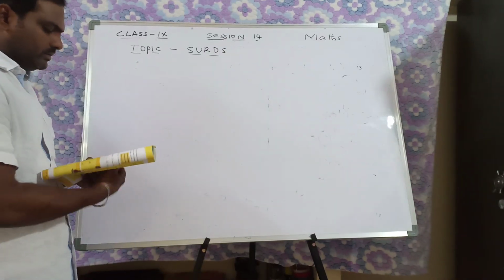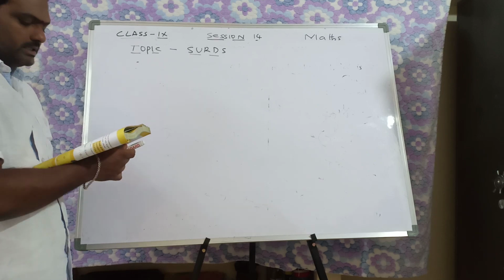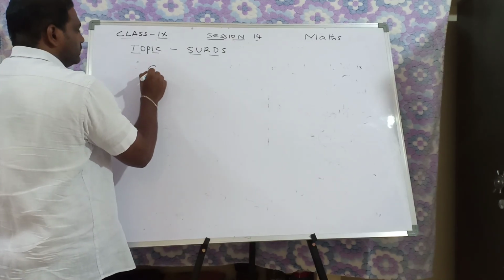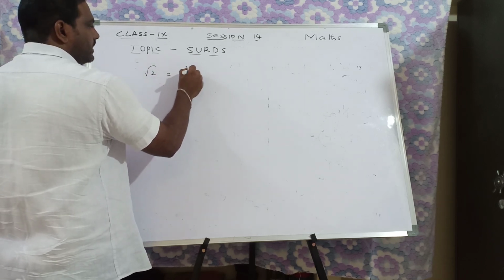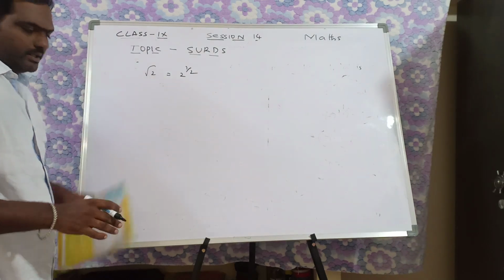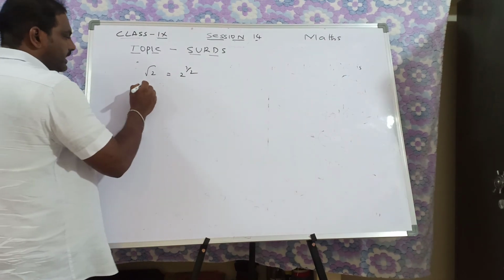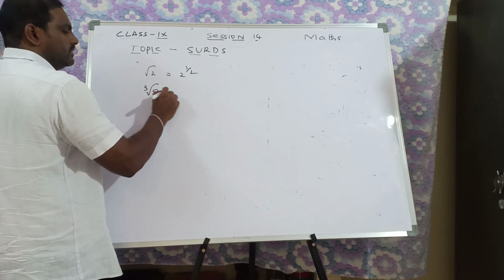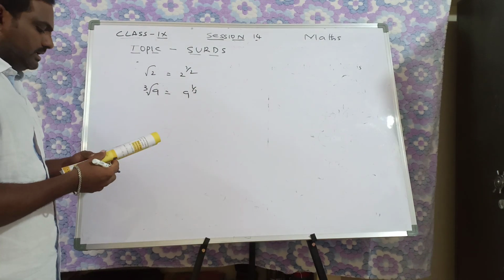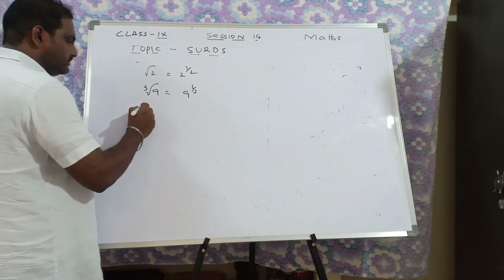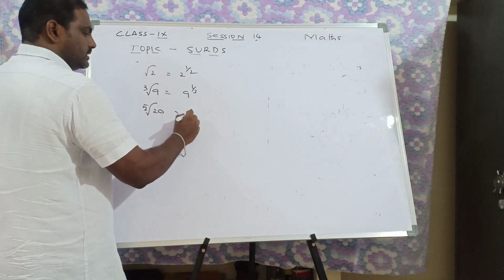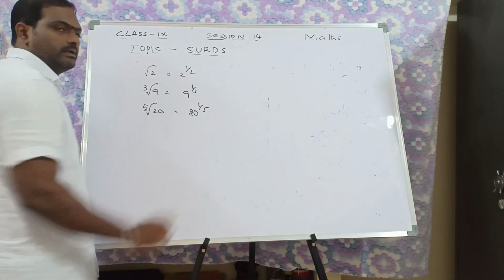We will give a surd, and you have to write it in exponential form. Page number 24, do this. Write the following surds in exponential form. What is given first? Root 2. Yes, 2 power 1 by 2. If only the root is given, we write 2 power 1 by 2. Next, cube root of 9. Yes, 9 power 1 by 3. Next, 5th root of 20. Yes, 20 power 1 by 5.